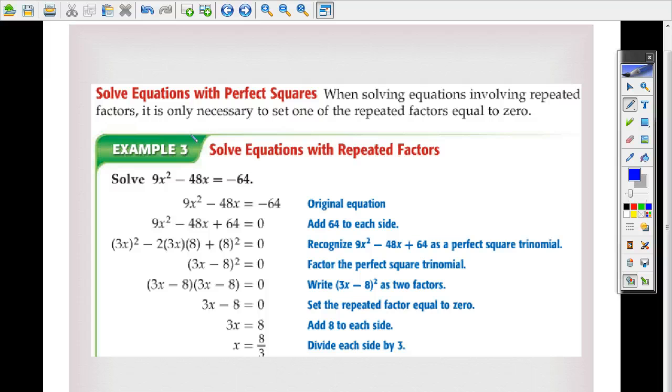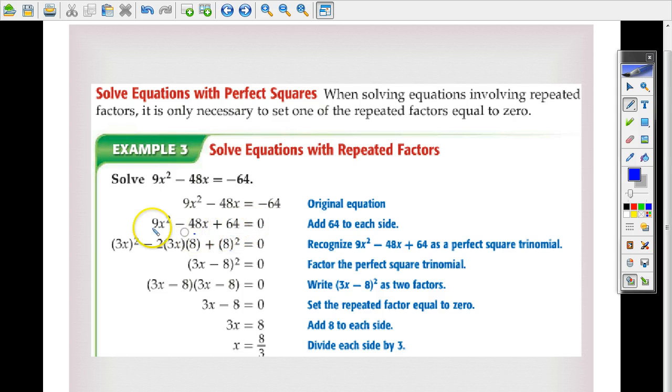Alright, solve equations with perfect squares. When solving equations involving repeated factors, it is only necessary to set one of the repeated factors equal to 0. Okay, so you want this to look like equals 0. So you added 64 on each side. Okay, made it look equal 0.